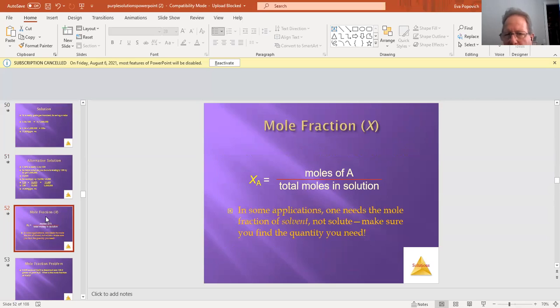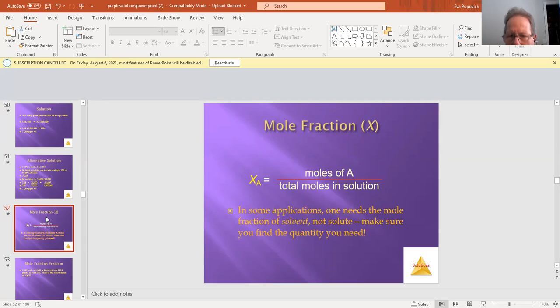Another way to express concentration is something called a mole fraction. And a mole fraction is basically the same thing as a mass percent, only instead of using grams, you are using moles. And instead of multiplying by 100, you're leaving it alone. So a mole fraction is the moles of your part divided by the total moles in your solution.